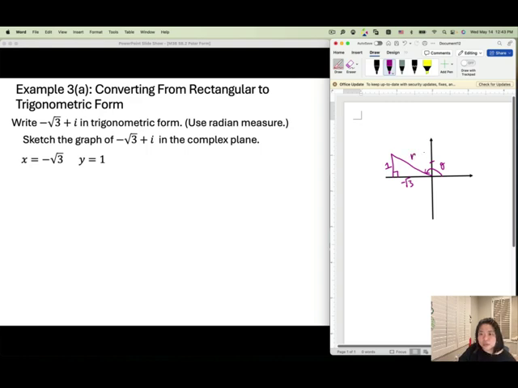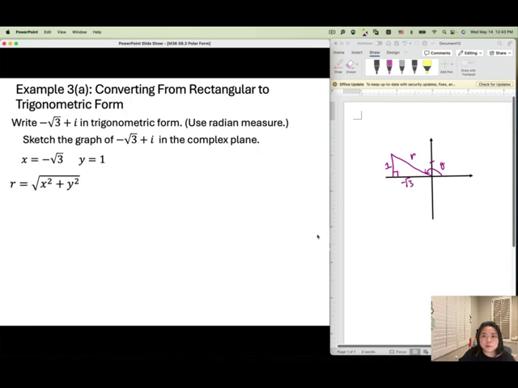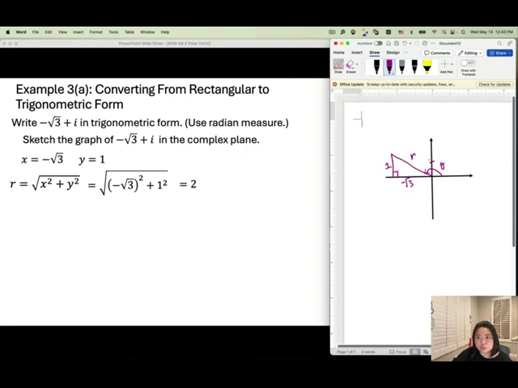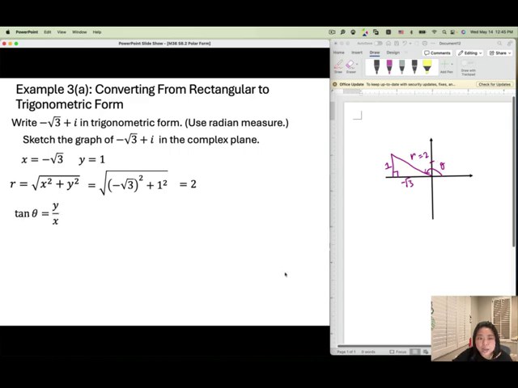So first, we want to find out what is your R. Okay, so use the formula. Plug it in. You should get R equal to 2. Okay, so R equal to 2 here. Now we want to find the argument, the theta. So tangent theta equal to y over x, which is 1 over negative square root of 3. Okay, and we try to rationalize, so that will be negative root 3 over 3.